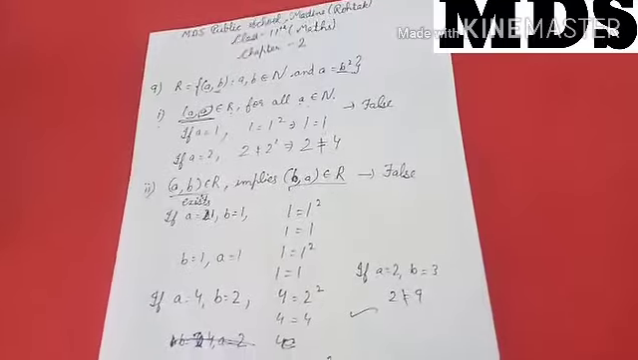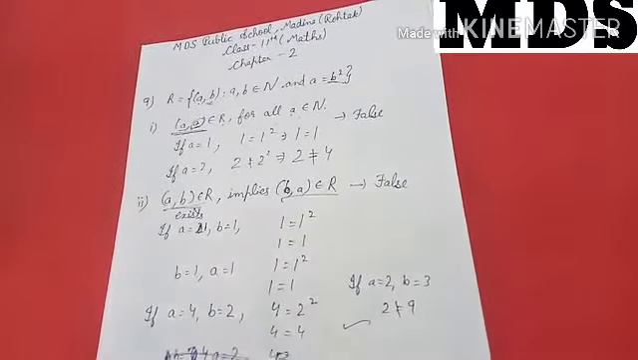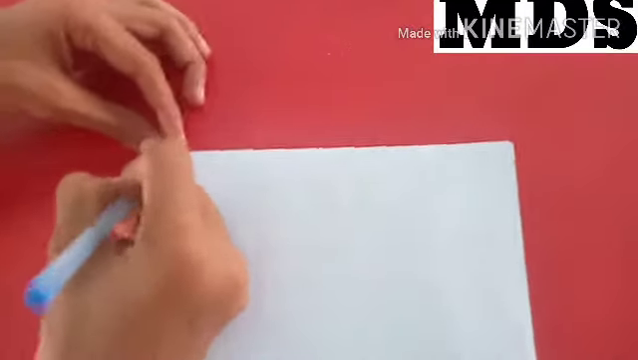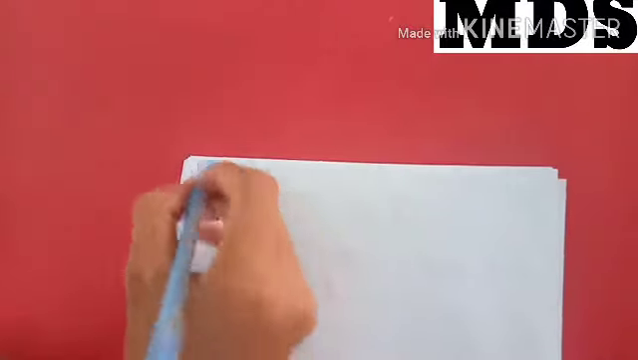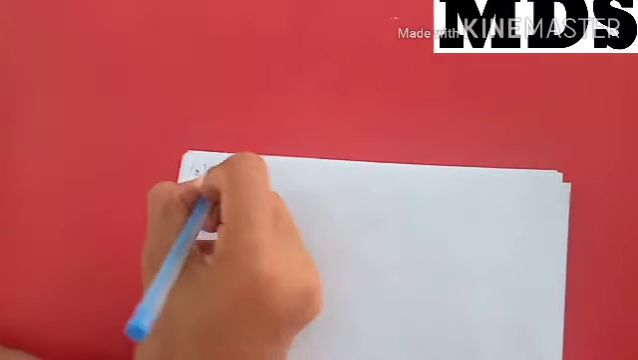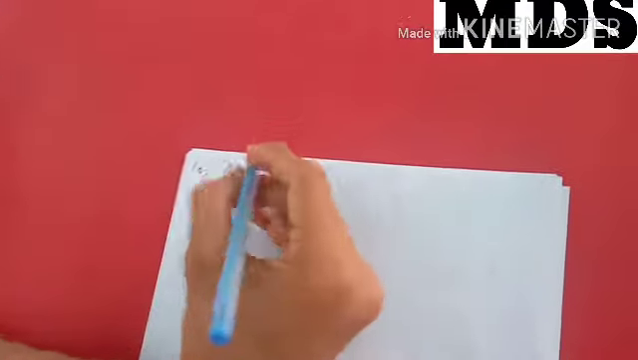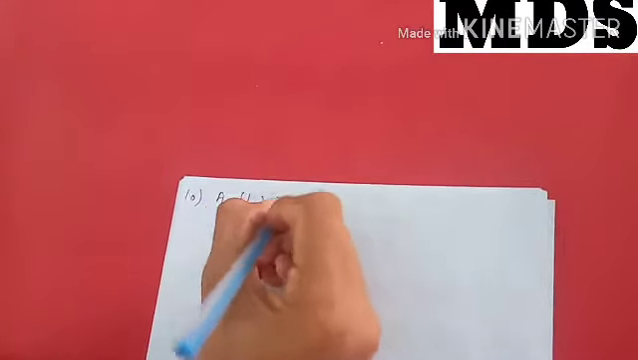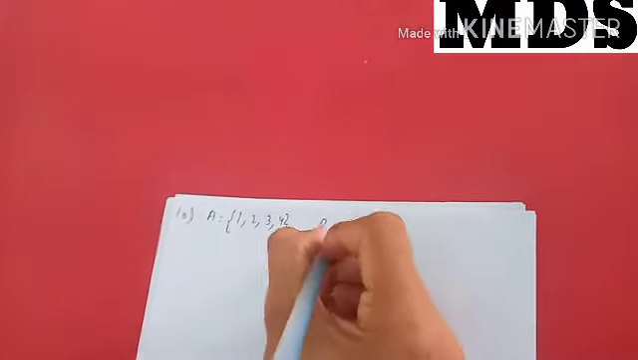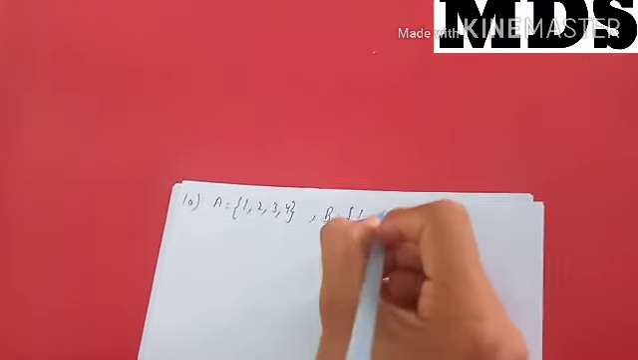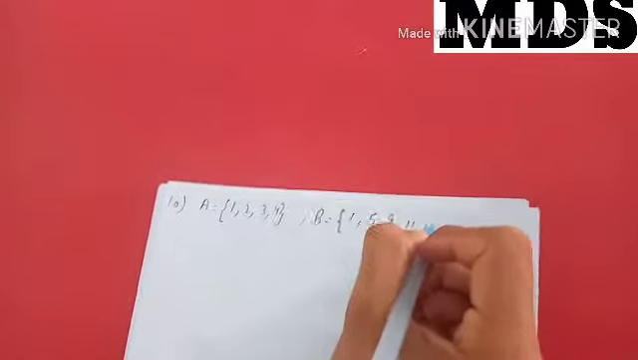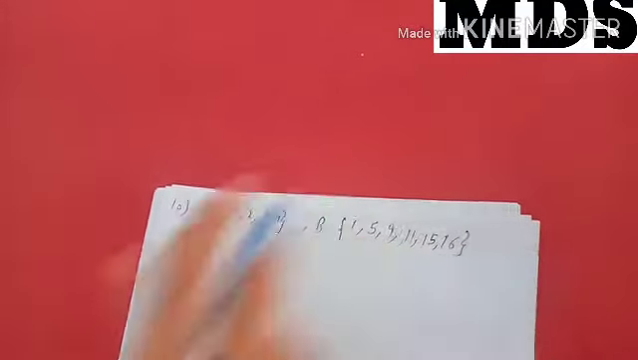Now question number 10. Let A, B and f, we have been given 3 things in question number 10. One is set A. Set A they have given to us as {1, 2, 3, 4}. Set B they have given us as {1, 5, 9, 11, 15, 16}.